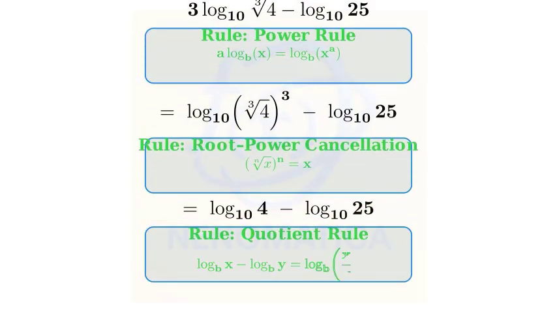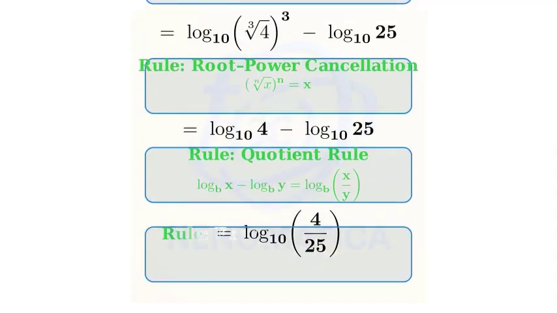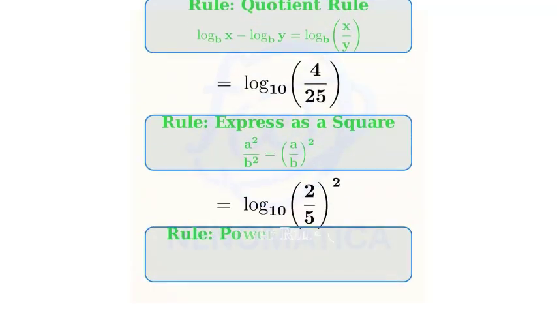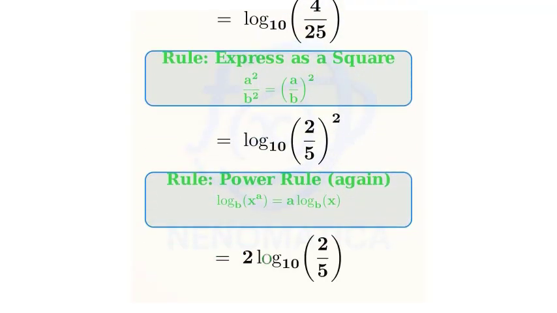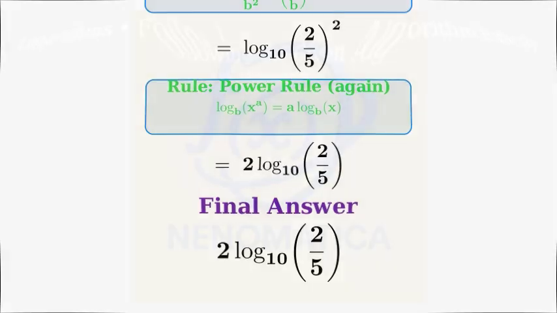Step 3. Use the quotient rule. The difference of logs equals the log of a quotient. This becomes log base 10 of 4 over 25. Step 4. Rewrite the fraction as a perfect square. 4 is 2 squared and 25 is 5 squared. So the fraction equals (2/5) squared. Step 5. Apply the power rule again, moving the exponent 2 in front of the logarithm. We obtain 2 times log base 10 of 2/5. This is the final simplified form. Therefore, strictly following the same order and structure, the expression simplifies to 2 times log base 10 of 2/5.